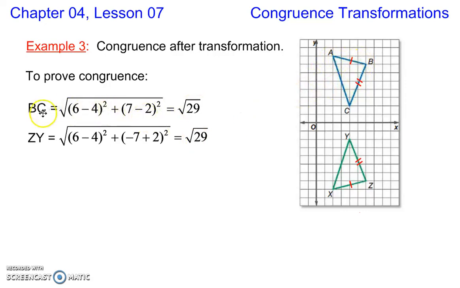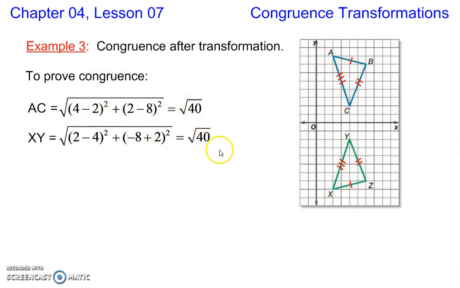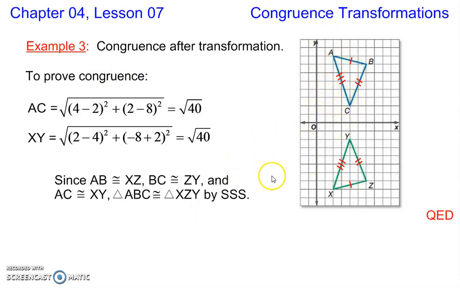Check congruency for BC. Use those coordinates in the distance formula, and then the same thing for the corresponding side here. We can see they're both 29. Same thing on the last side. Notice once we've checked them, they are both the same length. So since all three sides are congruent, this is a congruence transformation by side, side, side.